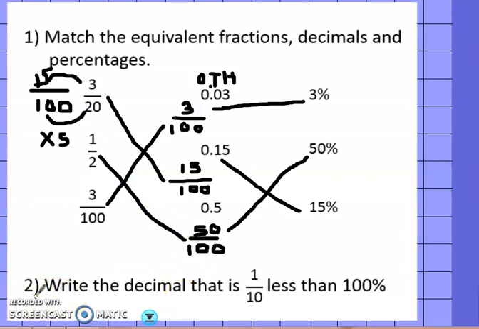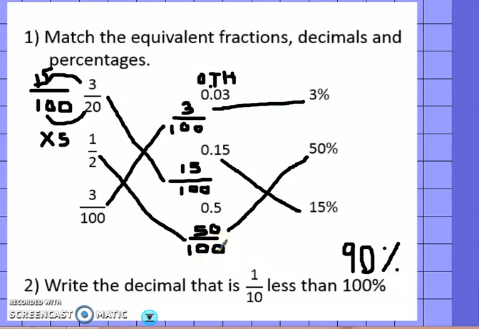Number 2 now, it says, write the decimal that is 1/10 less than 100%. So I want you to think there, how many tens are there in 100? Well done if you know that there are 10 tens in 100. So that means that we need to take away 10%. 10% less than 100 would be 90%, and now you need to see if you can work that out as a decimal. So we've gone from having 1, we need to take away 0.1.